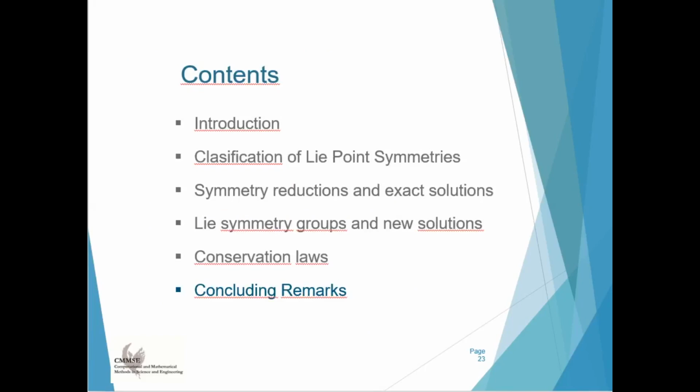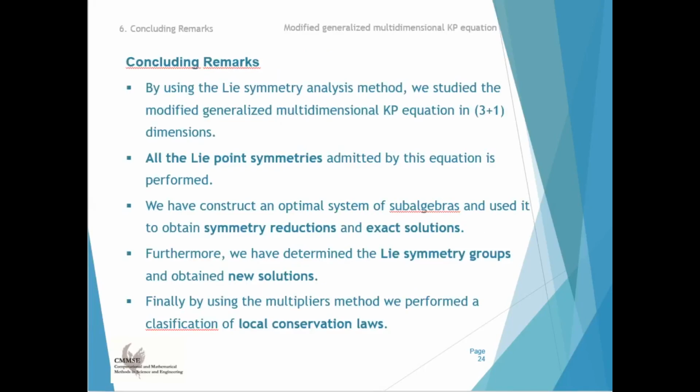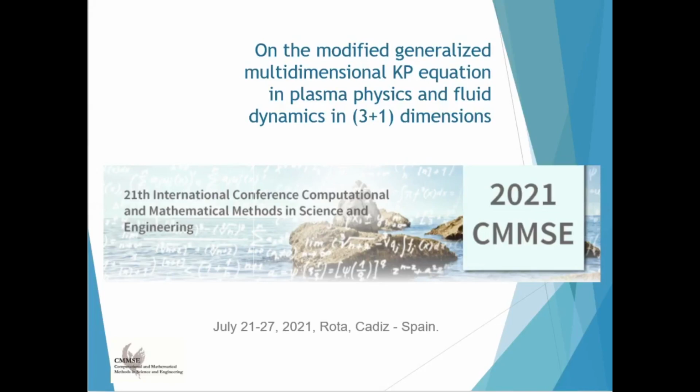Finally, we can conclude: we have obtained the Lie point symmetries admitted by this equation, and we have constructed an optimal system of subalgebras and used it to obtain symmetry reductions and exact solutions. And we have determined the Lie symmetry groups with new solutions, and finally we have classified the local conservation laws. And that's all. Thanks for your attention.